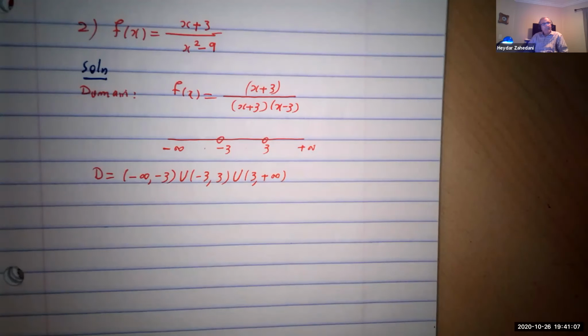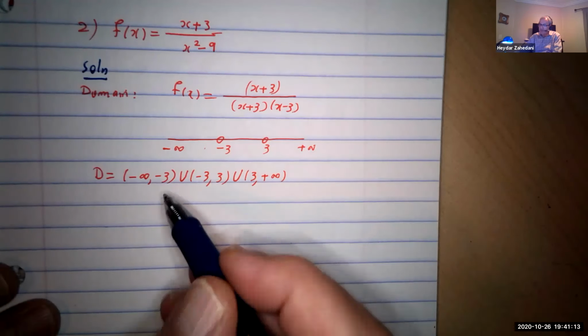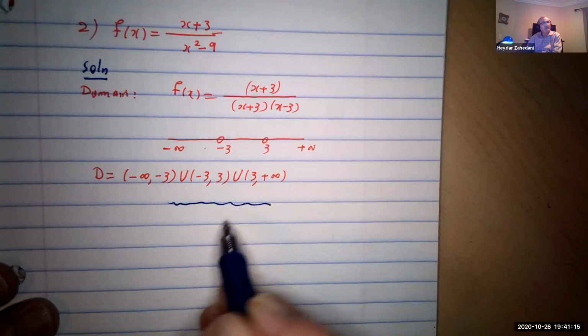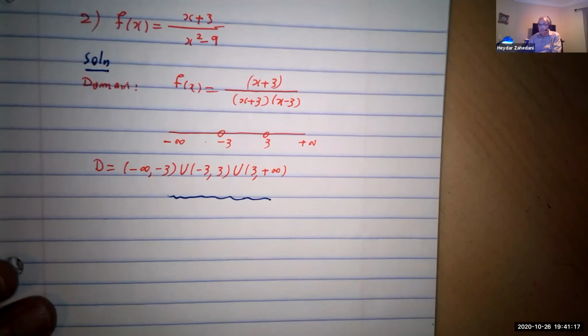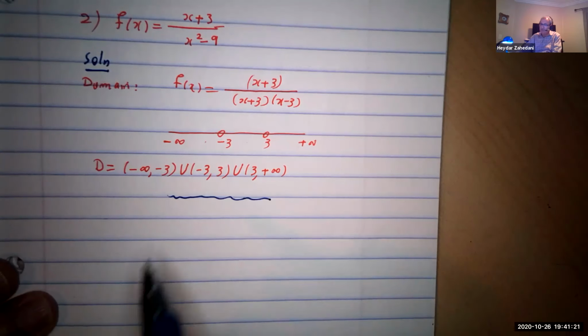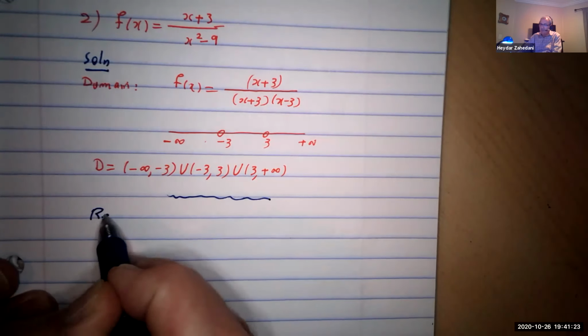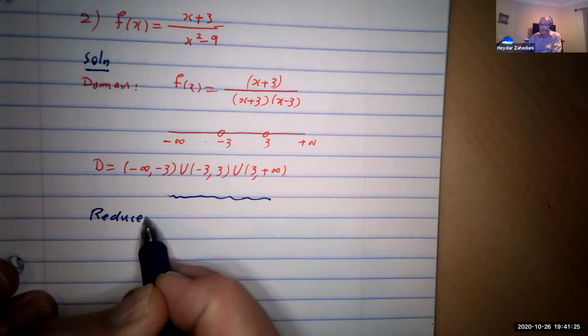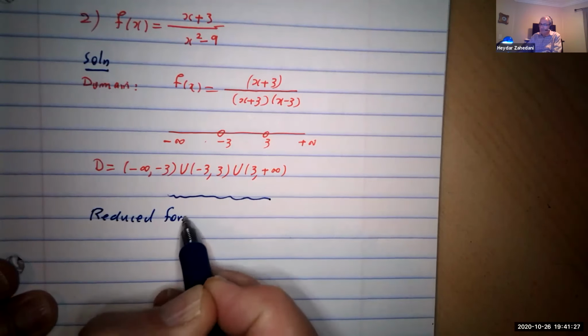Any question? So we're done with the first step, the domain. The second one that you shouldn't miss is simplification, reduced form. You simplify it if you can. Of course we can simplify it, and that would be so useful for you. So how about a reduced form?